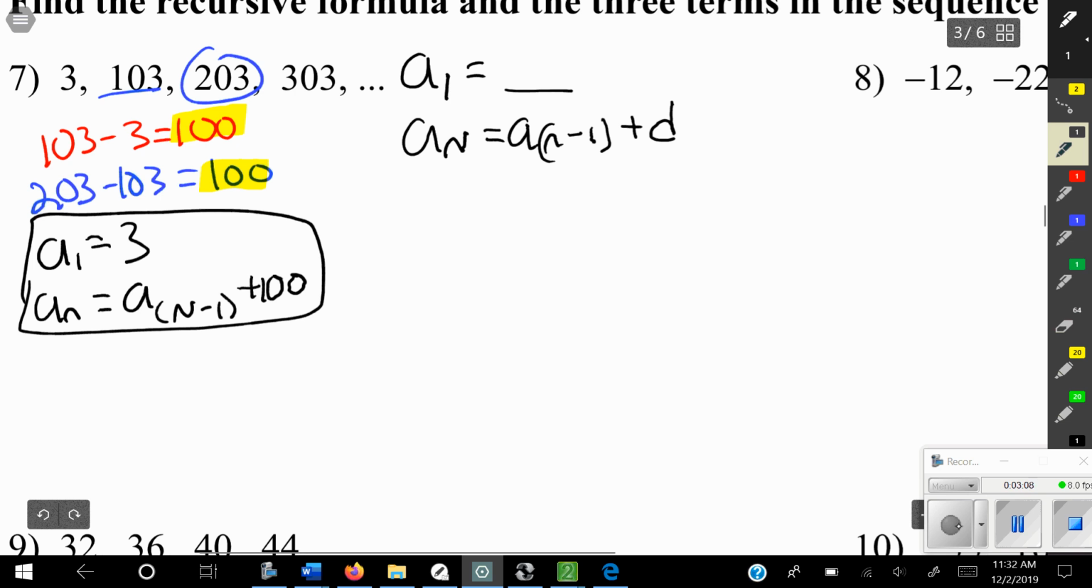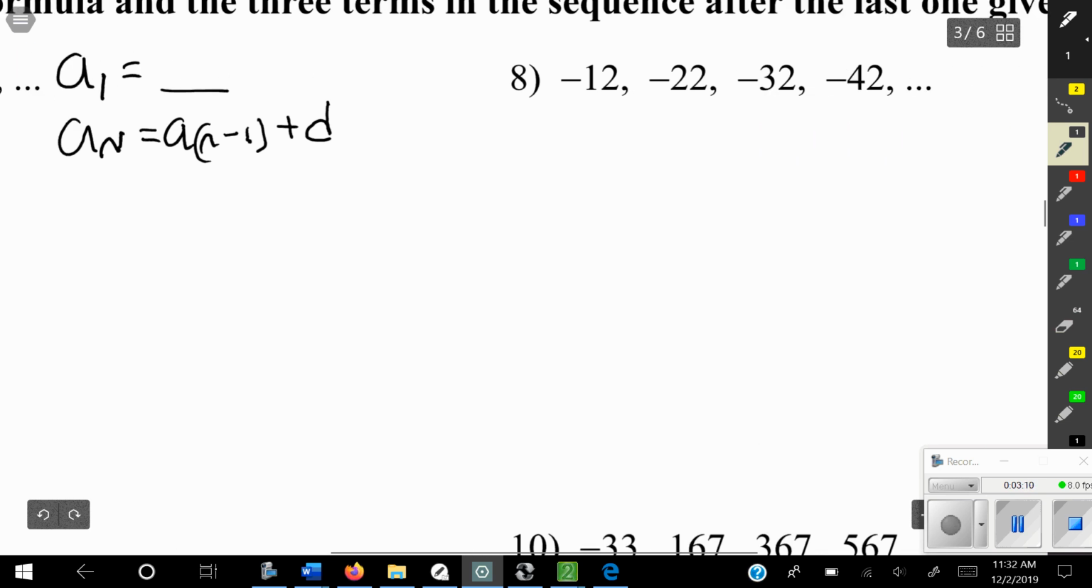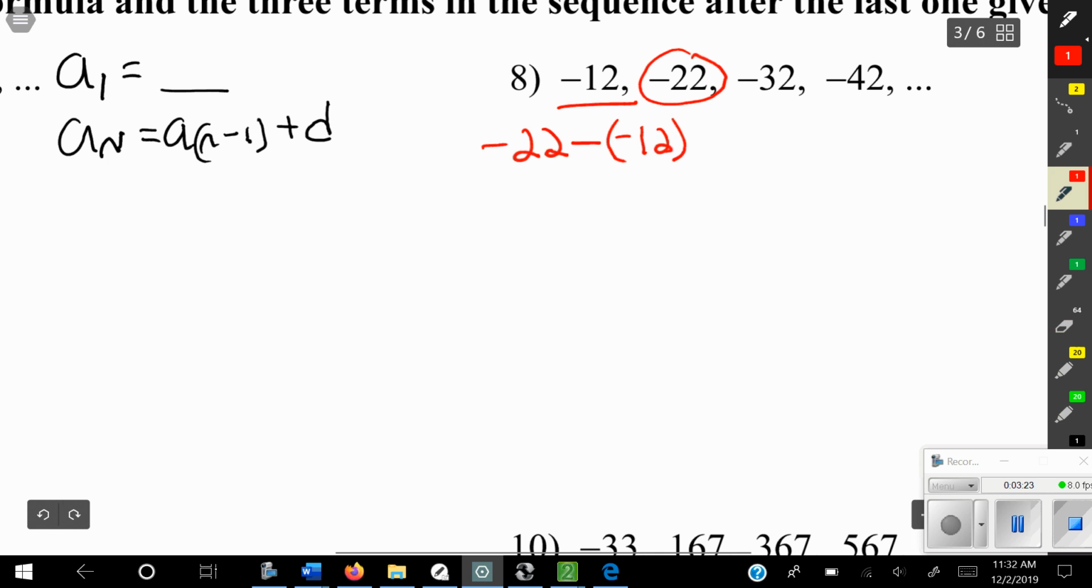Let's take a look at another example. So we're going to take the second term and subtract it from the first term. Negative 22 minus negative 12. And here we have two negatives that become positive. So we're doing negative 22 plus 12. So negative 22 plus 12 is negative 10.